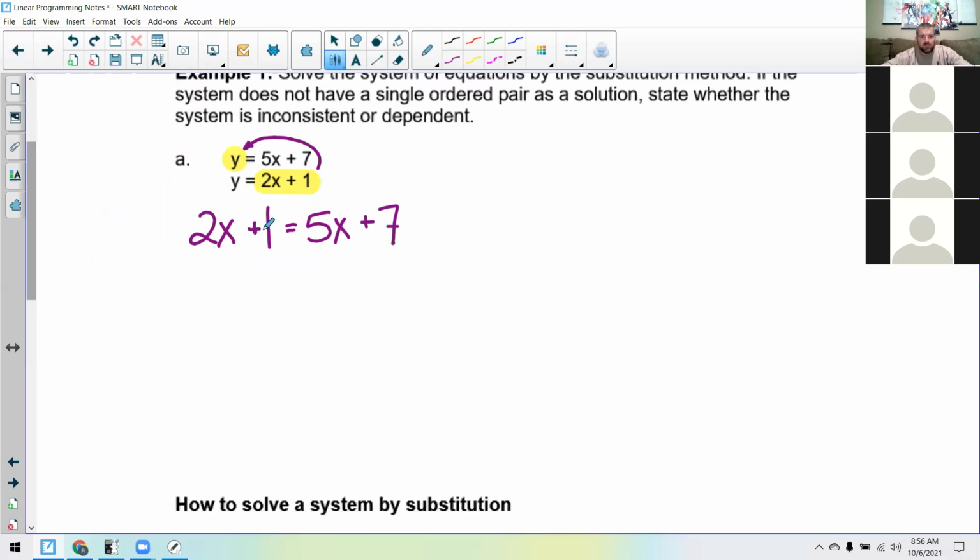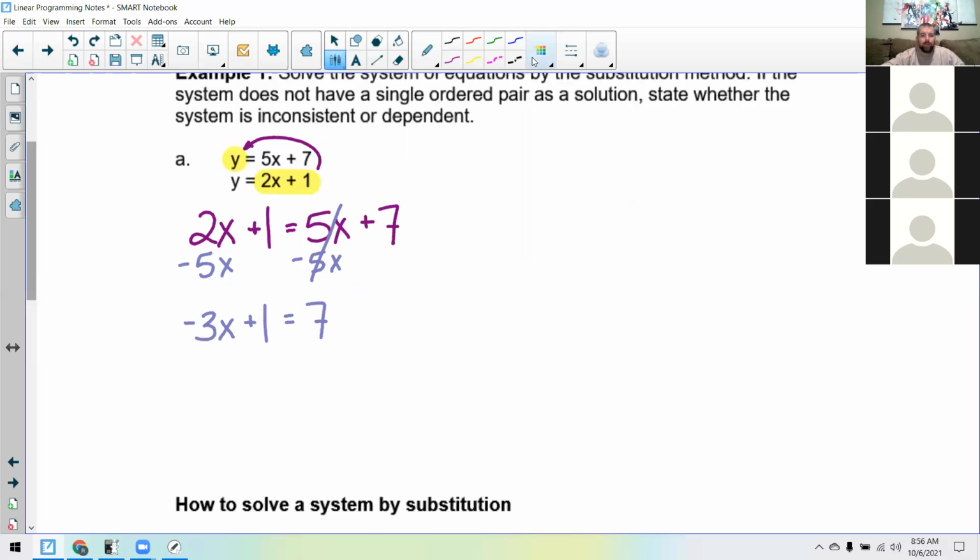So now I have just an equation with x's left. I can solve for x. I'm going to just subtract 5x. I like to get my x's on the left-hand side. So I get 2x minus 5x is negative 3x plus 1 equals 7.